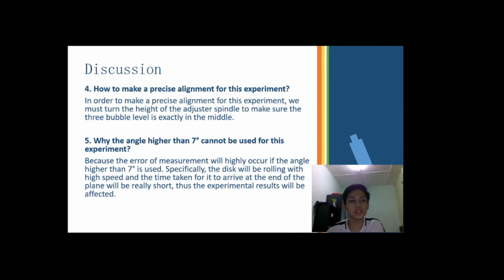And the fifth question is, why can an angle higher than 7 degrees not be used for this experiment? Because the error of measurement will highly occur if an angle higher than 7 degrees is used. Specifically, the disc will be rolling with high speed and the time taken for it to arrive at the end of the plane will be really short. Thus, the experimental results will be affected. That's all.